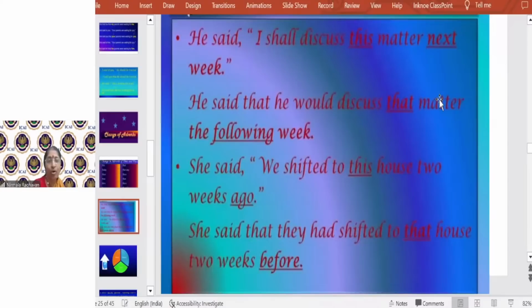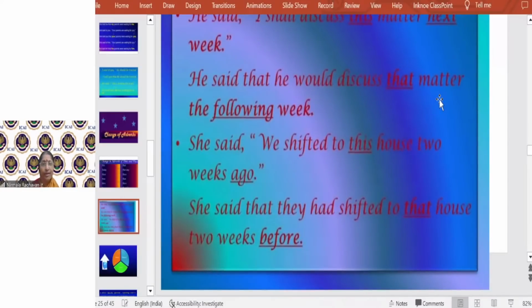Okay, now let me move on. He said, "No, that's over." She said, "We shifted to this house 2 weeks ago." She said that they had shifted to that house 2 weeks before. Shall here is in the future, that I shall be doing. That's the reason why I'm repeatedly telling you, feel the sentence, feel the grammar, and then your answer will be right. Okay, now some more sentences.